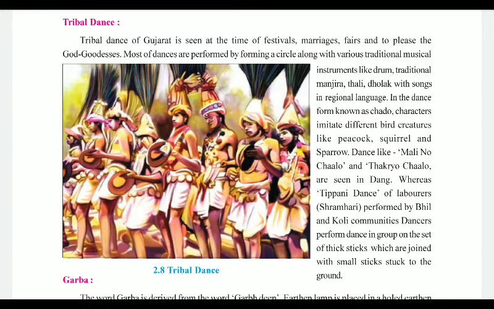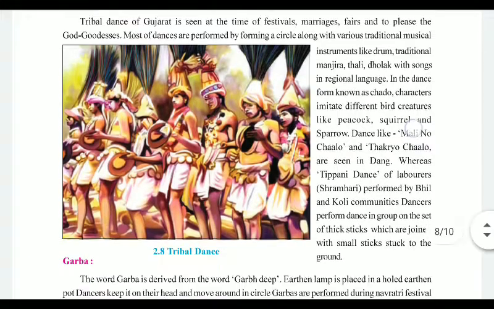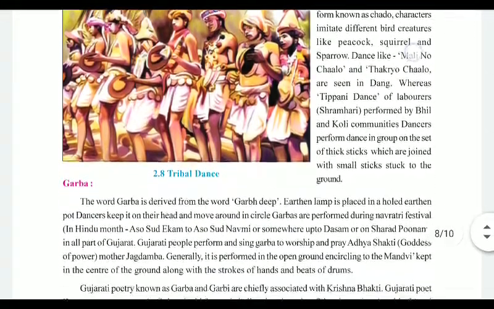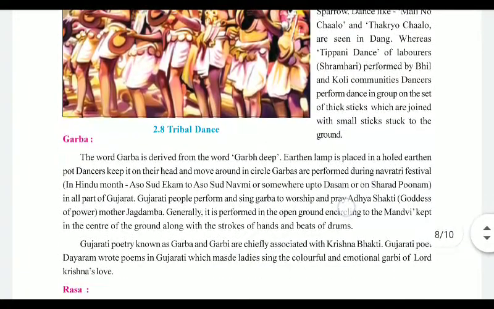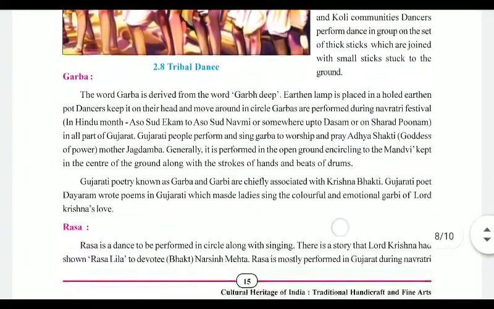In the dance forms known as Shadow, characters imitate different birds and creatures like a peacock, squirrel, and sparrow. Dances like Mali no chalo and Thakario chalo are seen in Dang, whereas the Tippani dance of the laborers is performed by the Bhil and Koli communities in a group with a set of thick sticks which are joined with a small thick stick and stuck to the ground.